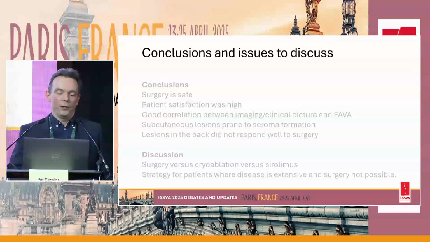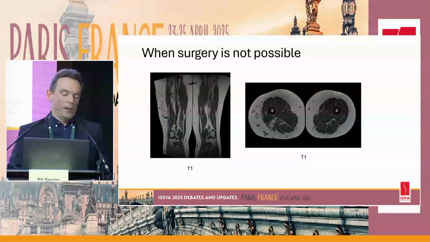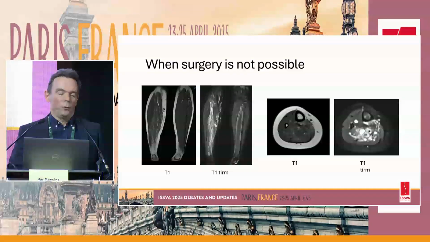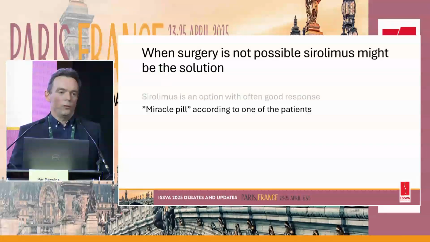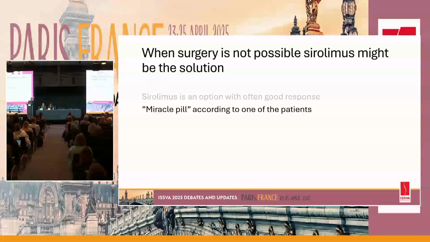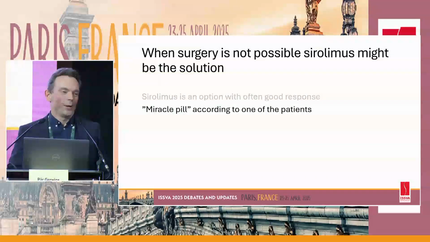This is a patient with a diffuse FAVA in the upper leg, not deemed possible to do surgery on. And this is another one with a diffuse lesion in the lower leg. So sirolimus is an option for this, often with good response. And one of the patients said, this is a miracle pill, I even feel better in my other leg. And I said, well, you don't have anything in your other leg. Which shows that sirolimus has many effects. So sirolimus's effect is not dependent on the mutation, so to say.